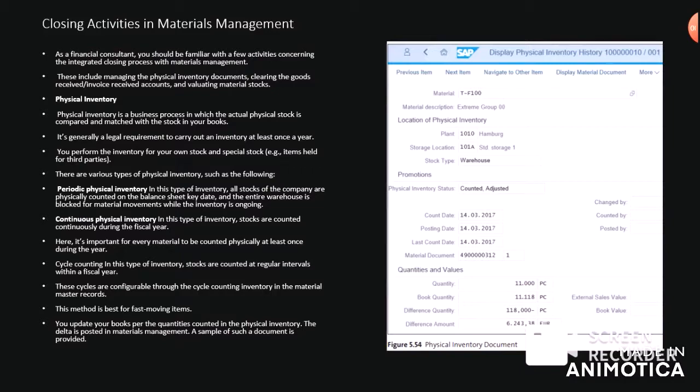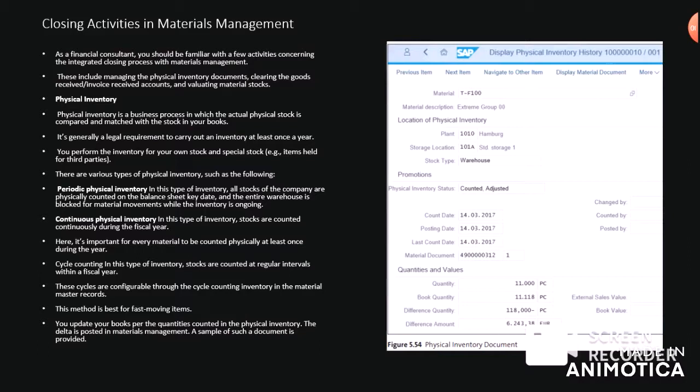In periodic physical inventory, all stocks of the company are physically counted on the balance sheet date and the entire warehouse is blocked for materials movement while the inventory is ongoing. In continuous physical inventory, stocks are counted continuously during the fiscal year. Here it is important for every material to be counted physically at least once during the year. And one more type, cycle counting.